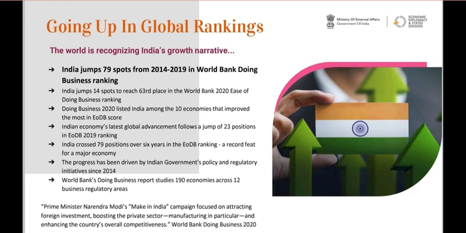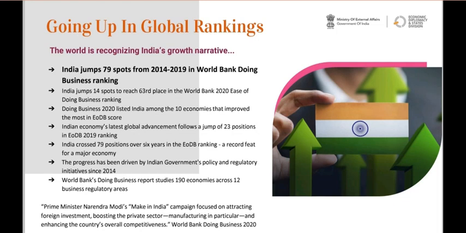It has jumped 79 spots from 2014 to 2019 in the World Bank Doing Business rankings. India jumped 14 spots to reach 63rd place in the World Bank 2020 Ease of Doing Business ranking. Doing Business 2020 listed India among 10 economies that improved the most in Ease of Doing Business score. India's latest global advancement follows a jump by 23 positions in the Ease of Doing Business 2019 ranking. It climbed 79 positions over 6 years, a record feat for a major economy.